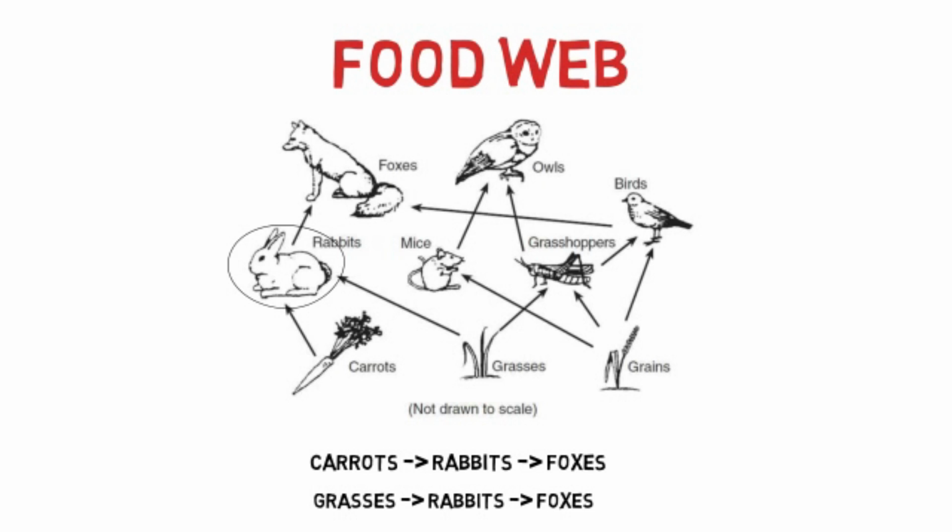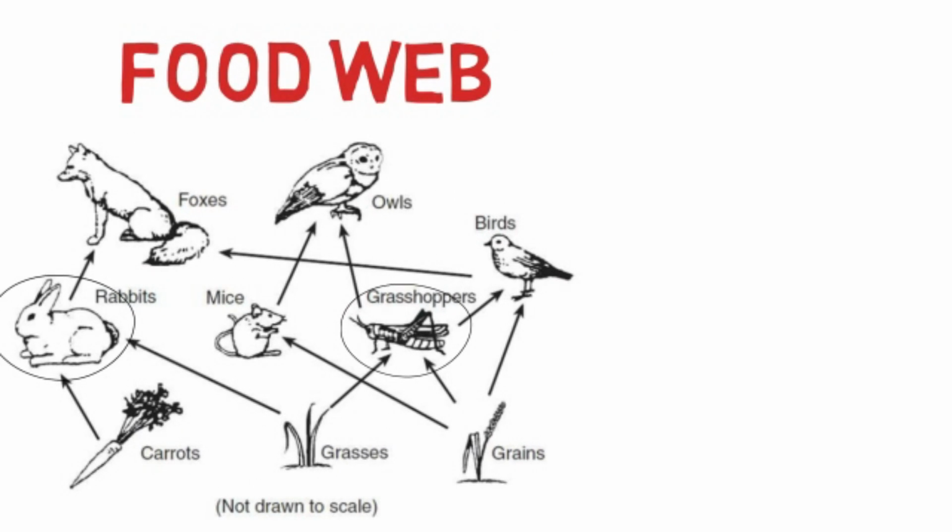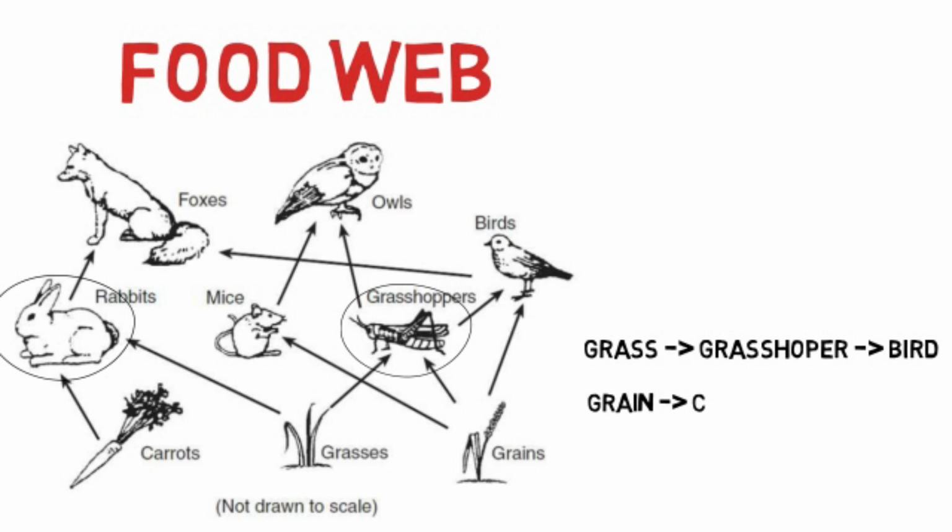And now let's construct more food chains, including grasshopper in it. First, it starts with the grass, eaten by the grasshopper and eaten by the bird. Another possibility is grain is eaten by the grasshopper and then eaten by the owls.